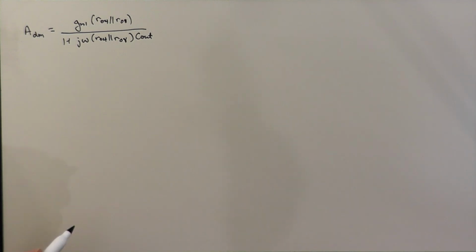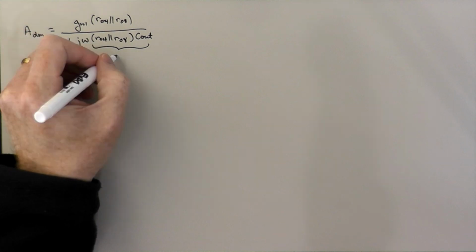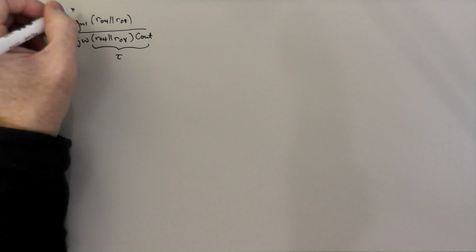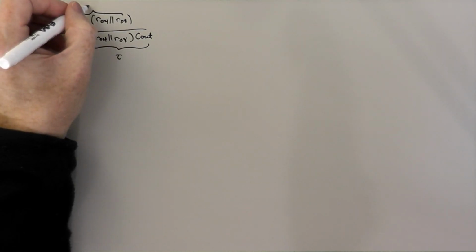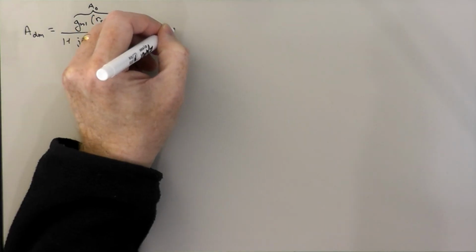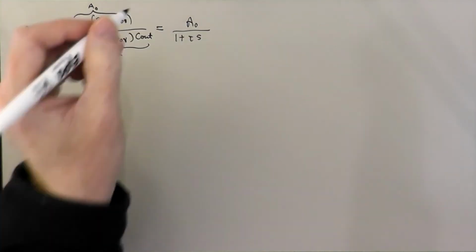And we can define some things here. We could take this and define this as a time constant tau. It's an RC product. And we could take this thing here and define this as a low frequency gain, which we're going to denote A0. Okay. So what we'd like to do is sketch this in a Bode plot. So this is going to be A0 divided by 1 plus tau s.